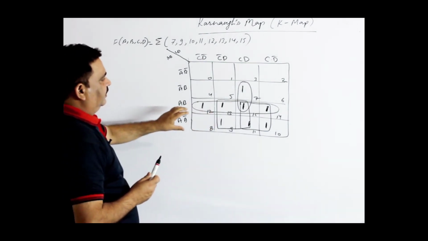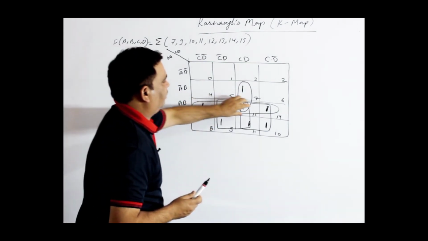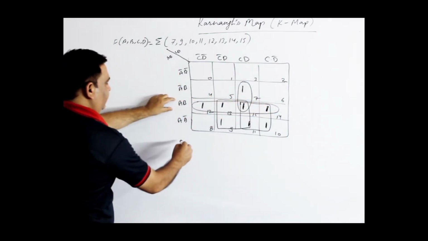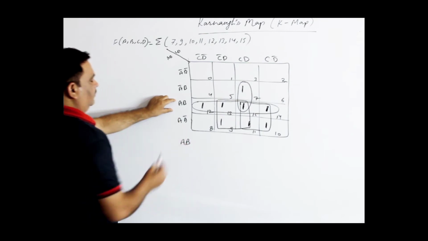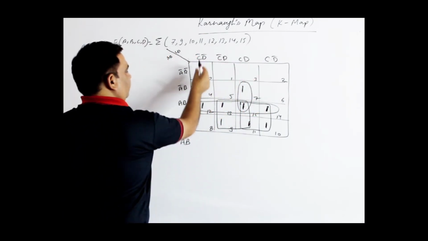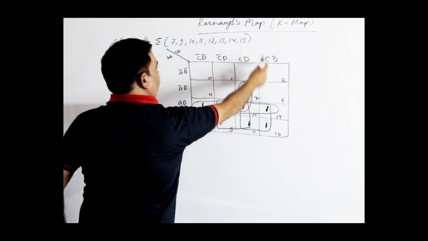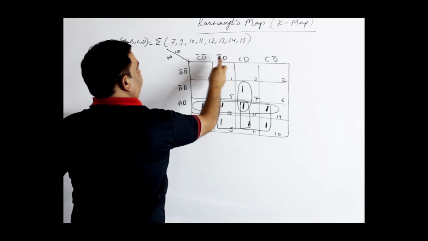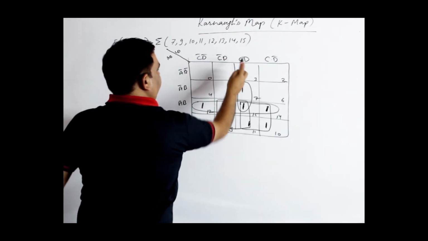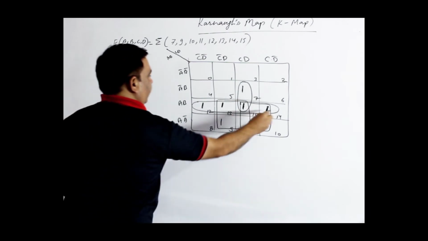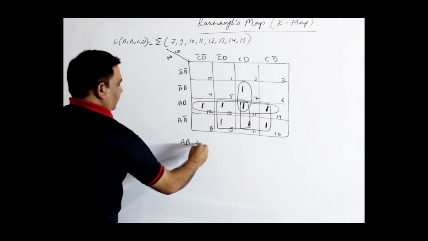I am taking first of all this complete quad. Here left side AB, and this side all are changing because all the columns are occupied. So nothing you have to write. C complement changes to C, D complement changes to D, and here also D to D complement, nothing you have to write. So only write AB.